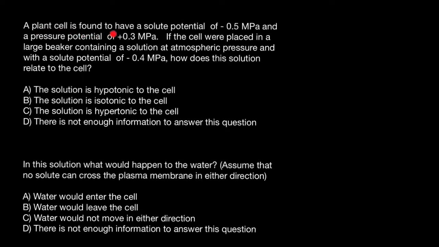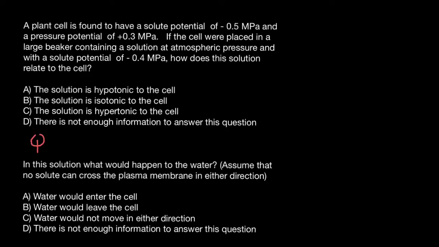A plant cell is found to have a solute potential of minus 0.5 megapascals and a pressure potential of plus 0.3 megapascals. If the cell were placed in a larger beaker containing a solution at atmospheric pressure and with solute potential of minus 0.4 megapascals, how does this solution relate to the cell?